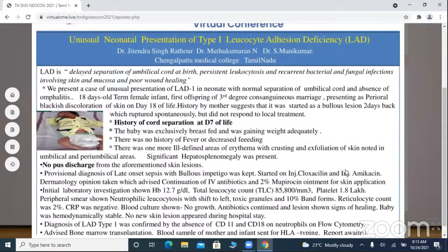I'm going to present an unusual presentation of type 1 leukocyte adhesion deficiency. First of all, I would like to introduce what is LAD. It's a delayed separation of the umbilical cord with persistent leukocytosis and recurrent bacterial and fungal infection involving skin and mucosa and poor wound healing.